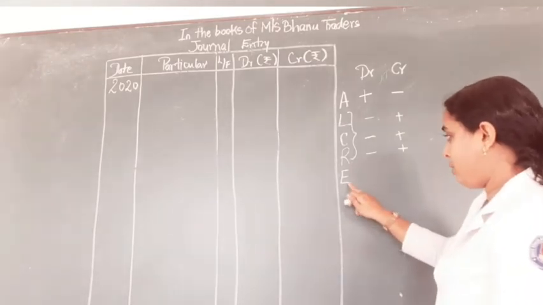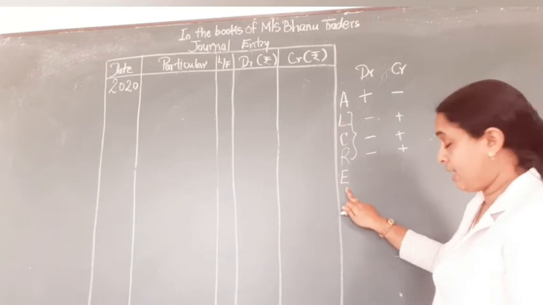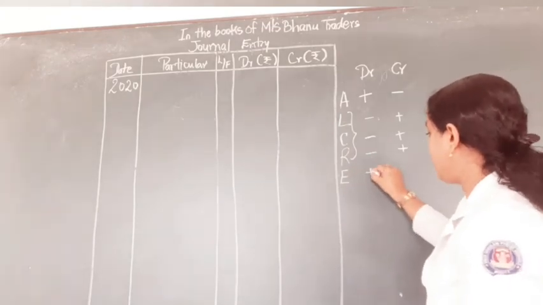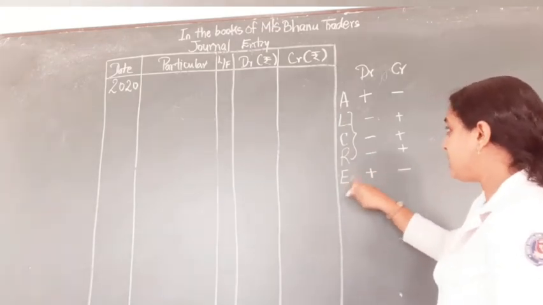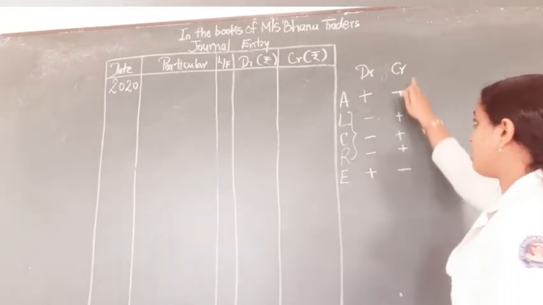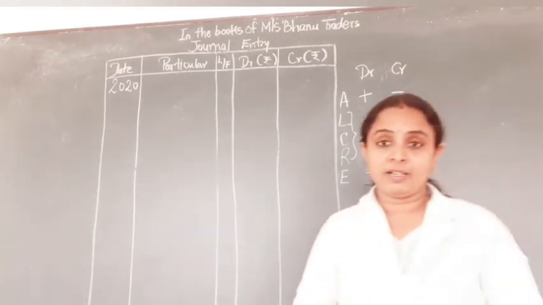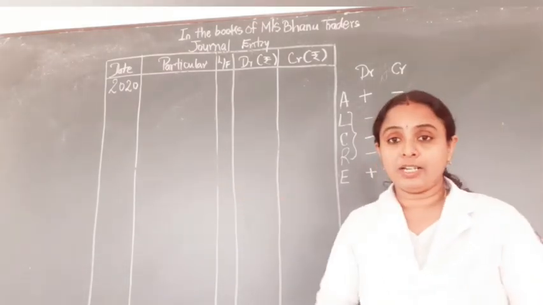What about expenses? Asset and expenses, you have to use the same rule. That is, if expenses increase, you have to debit it. If expenses decrease, you have to credit it. So following this rule of debit and credit, we will pass the journal entry.